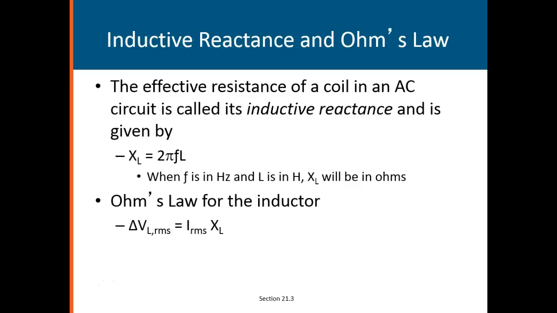Delta V, the root mean square voltage across the inductor, will be the root mean square current times the inductive reactance. Current times reactance: amperes times ohms equals voltage. Ohm's law all over again. Okay? Does that make sense? Just remember that the voltage here leads the current by 90 degrees. Okay?